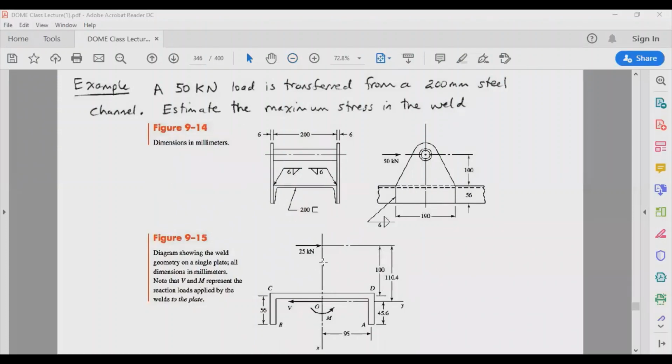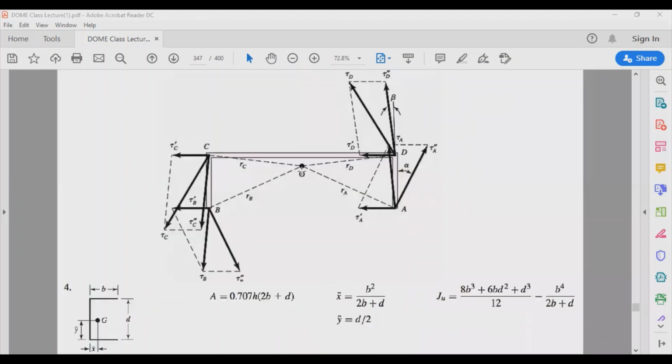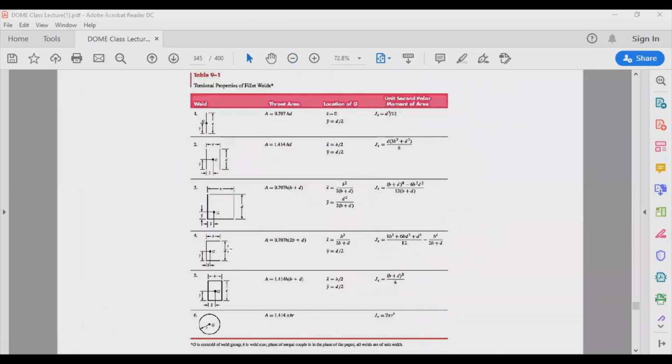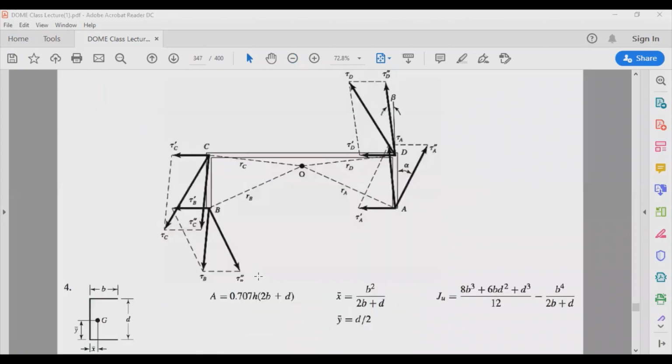The first thing we have to do is get the location of the centroid. This is from the C channel, and the C channel provides us the location of the centroid relative to the weld. Then we add the offset that we have from the force to the weld, and that is it. First of all, we got the throat area, and we're going to use the throat area for the primary shearing.